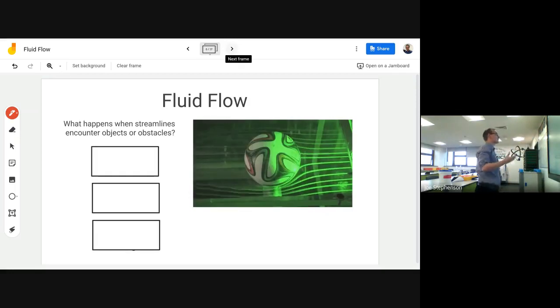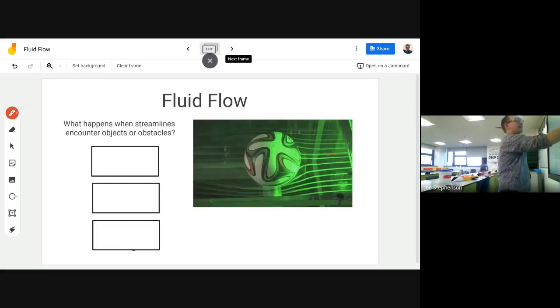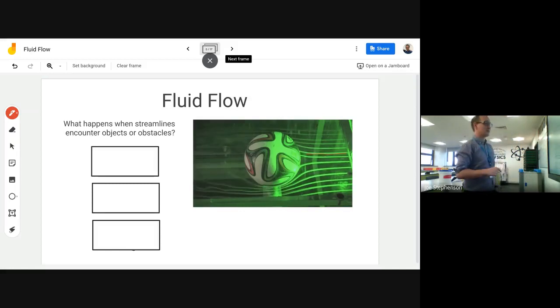What happens when streamlines encounter objects or obstacles? So what I want you guys to do at this point is start to tell me what you think happens when a streamline comes along and encounters an object. So in this case, it's a football. What things could happen to that streamline? Any ideas?